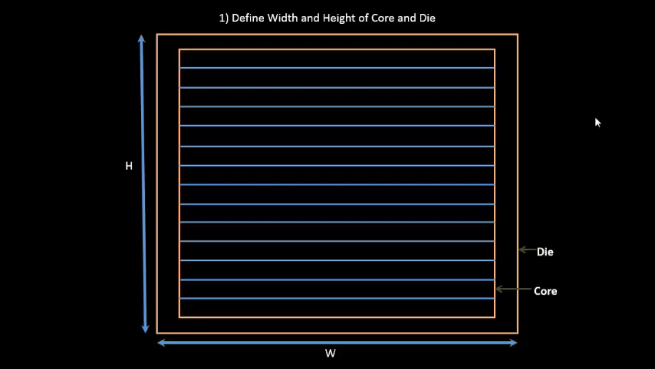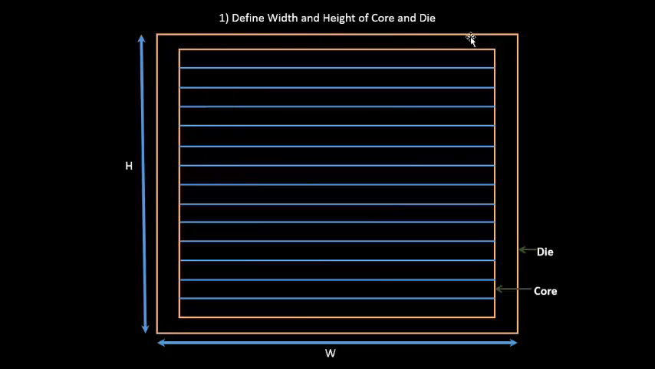The first step of floor planning is to define the width and height of core and die. So in a chip, let's say you have a square shaped chip, this is how the core and the die will look. This is the core section. Why do we call it the core? Because this is the area where primarily your netlist sits, the core logic, whatever the functionality is, that will be sitting in this particular area. That's why we call it the core of the chip.